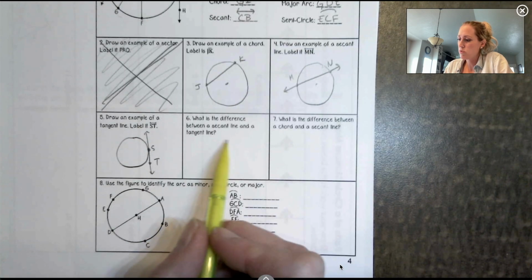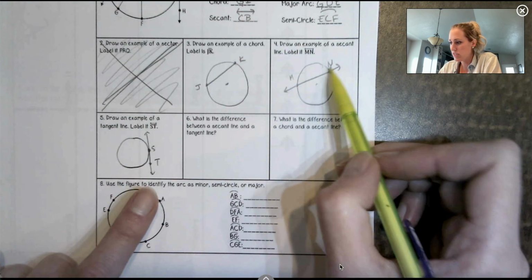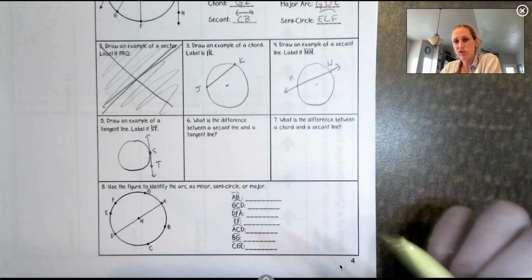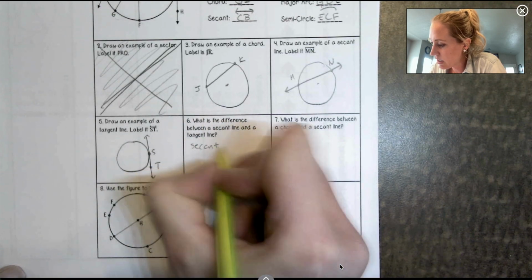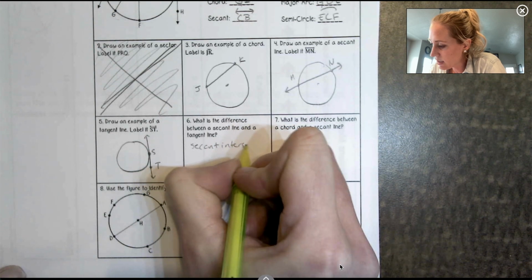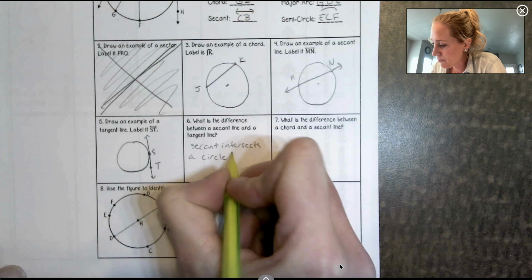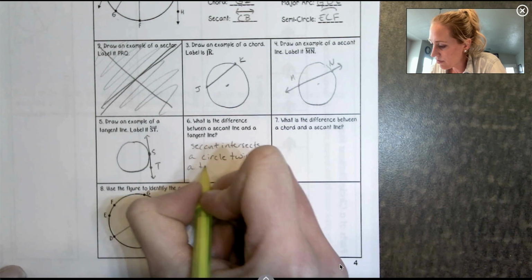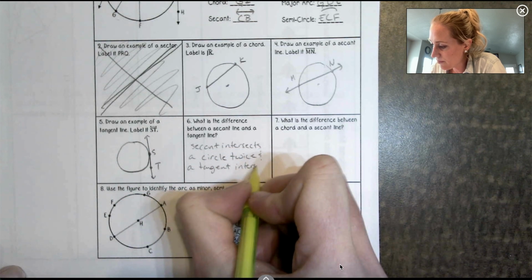What is the difference between a secant line and a tangent line? Well, let's look at our pictures. Secant versus tangent. Secant touches the circle twice. Tangent only touches once. Secant intersects a circle twice. And a tangent intersects once.